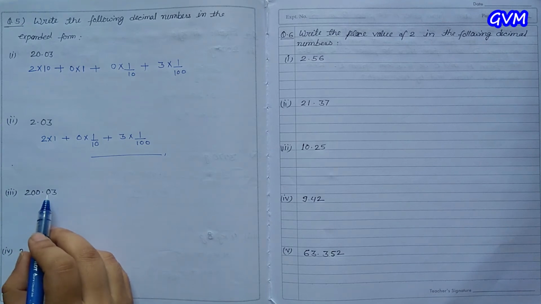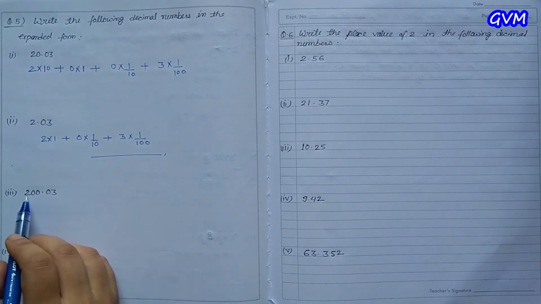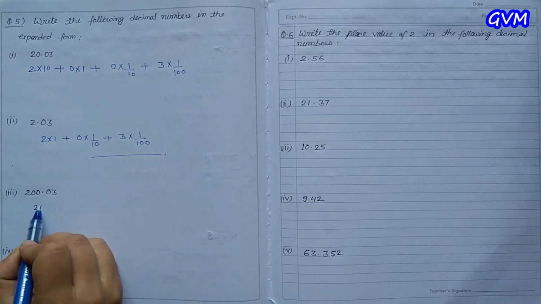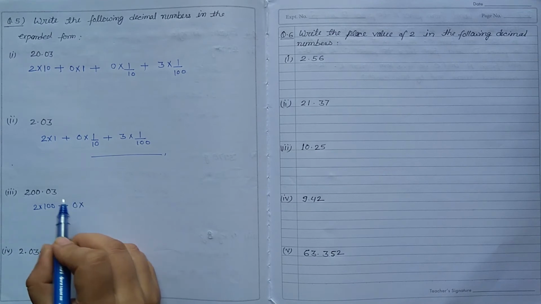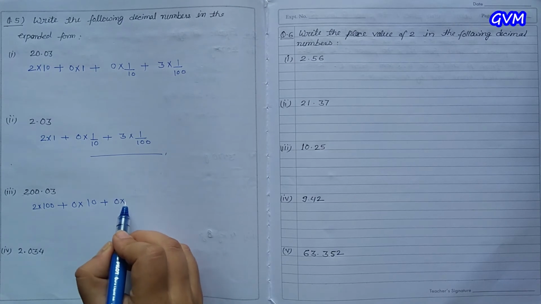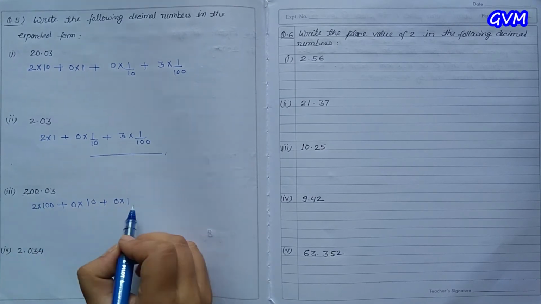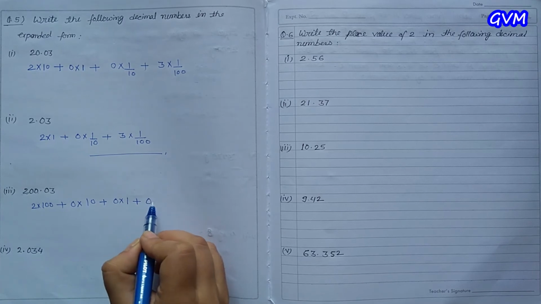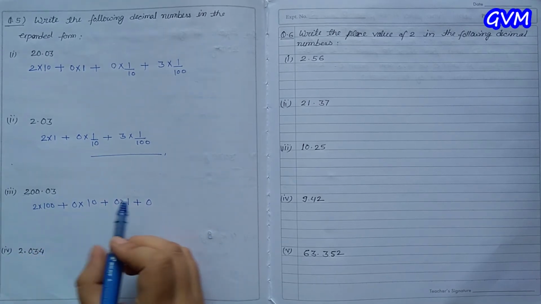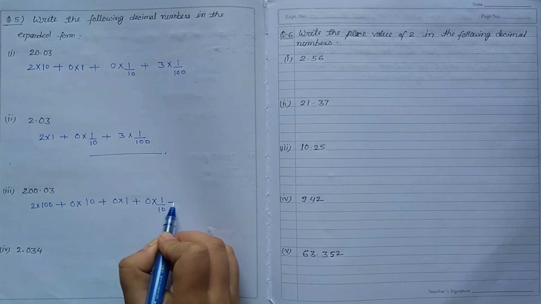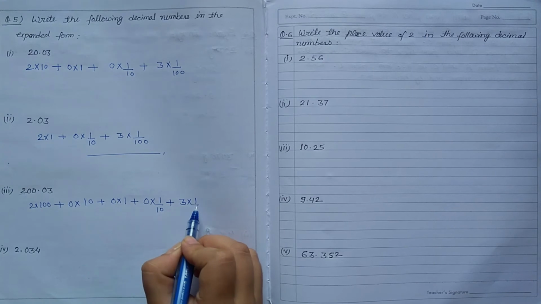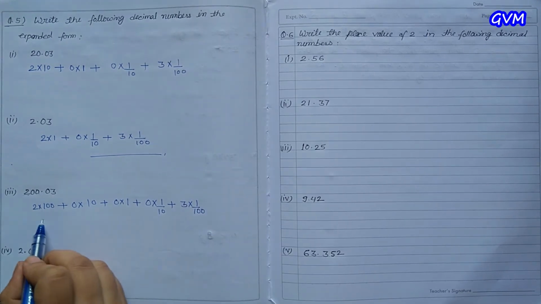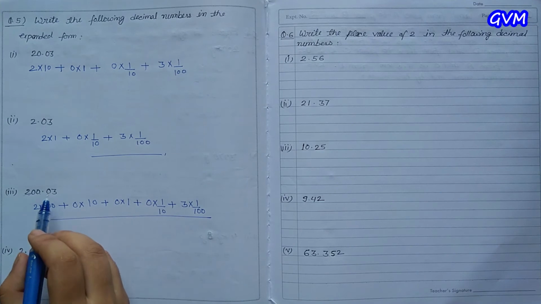Now 200.03. So 200. We will start with 2. So 2 into 1's tens 100. 100 plus 0. 0 into 1's tens 10 plus this 0. 0 into 1 because it is at 1's place. Now plus 0. So 0 is at 10th place. So 0 into 1 upon 10 plus 3 is at 100th place. So 3 into 1 upon 100. Okay, so this is expanded form for 200.03.